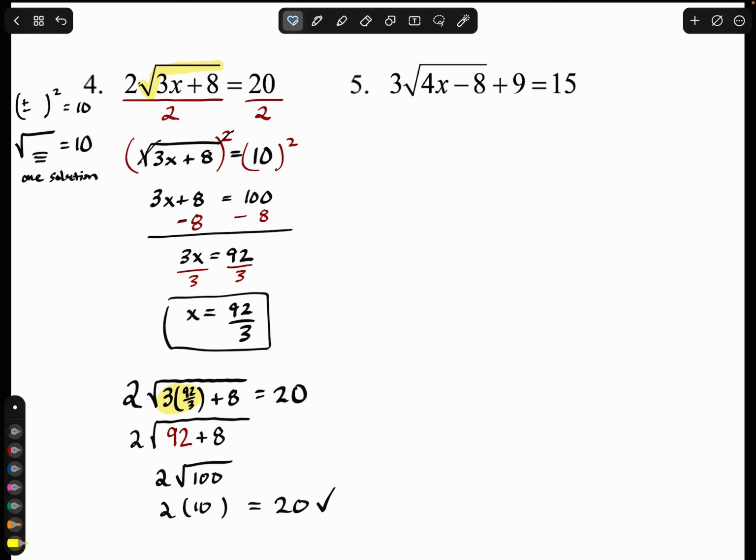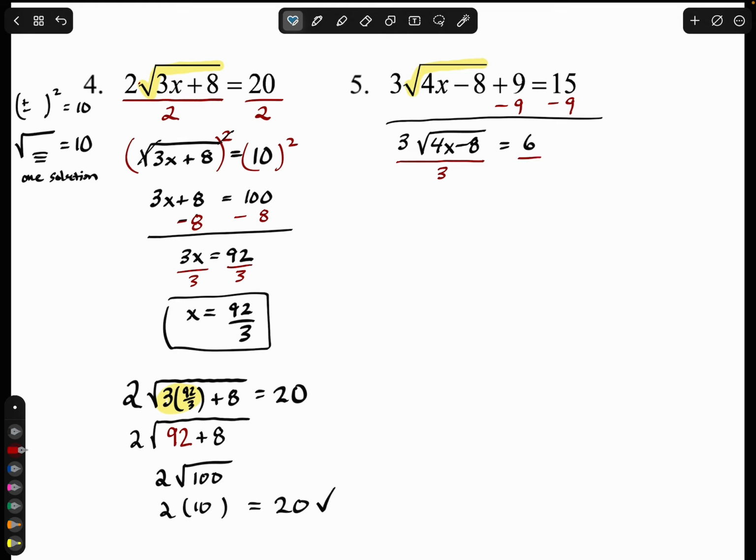Let's look at number 5. Same kind of problem, except now we have 2 things happening on the outside. We have this times 3 and we have plus 9. So remember, just like the previous problem, we want to get rid of what's not attached first. So I'm going to get rid of this 9. I'm going to subtract it from each side. We have 3 times the square root of 4x minus 8 is equal to 6.